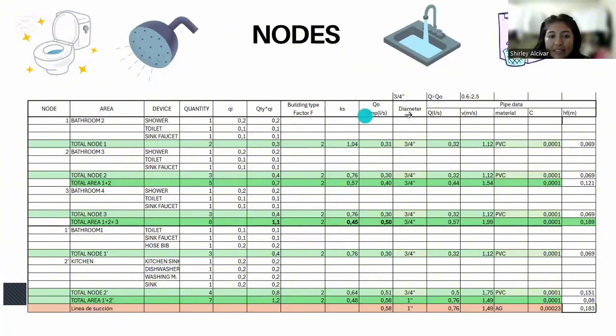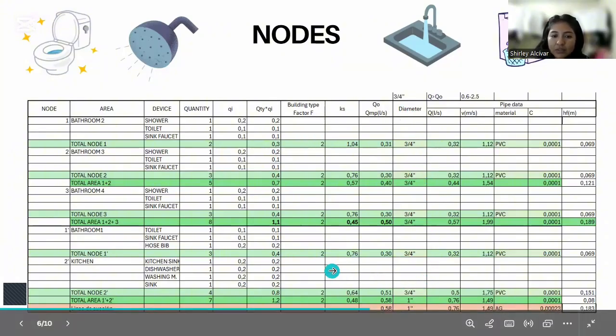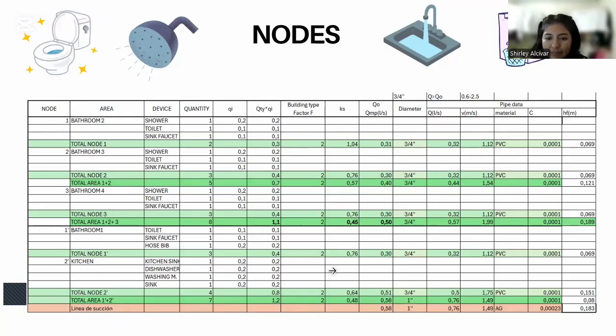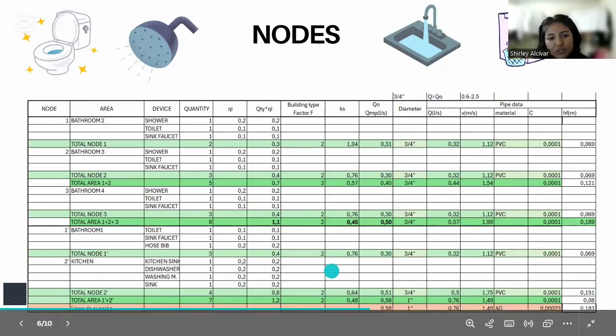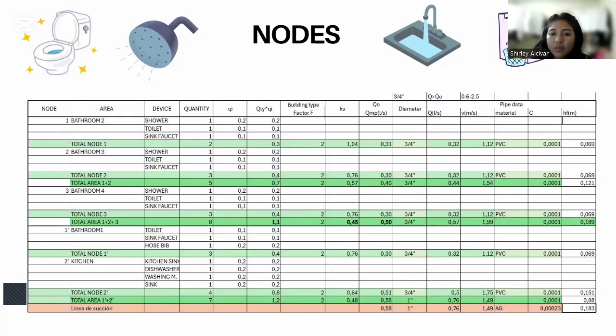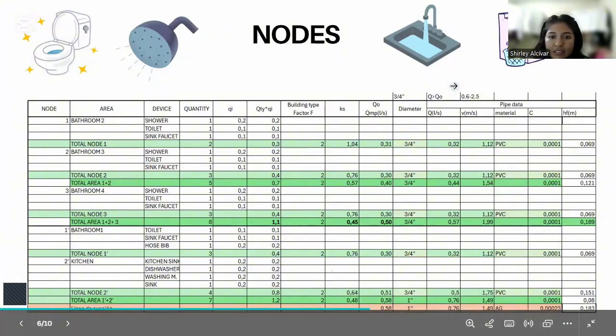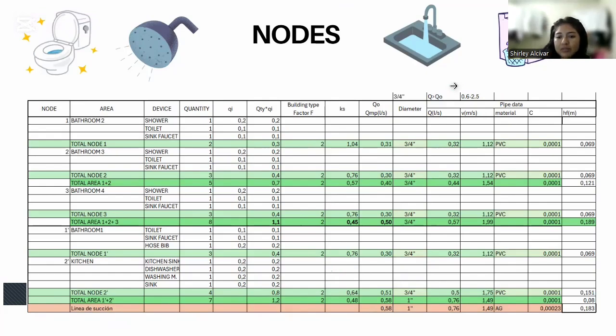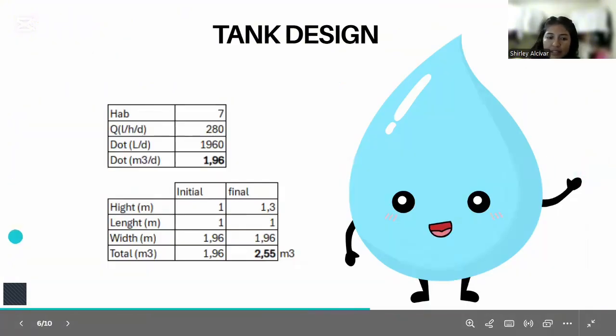The selected pipe diameters, mostly 3/4 inches and 1 inch for the main line, are based on these calculated flows, ensuring that velocities and head losses remain within acceptable limits. We have the minimum velocity, which is 0.6, and the maximum, 2.5. The material used is PVC with a roughness coefficient corresponding to typical standards. The final columns show the velocity and the head losses for each pipe segment, which verifies the system's hydraulic performance. And we have the tank design too.